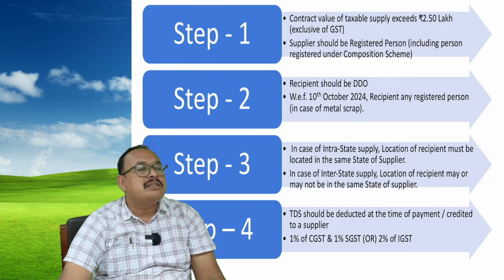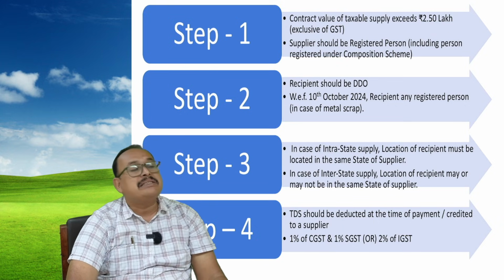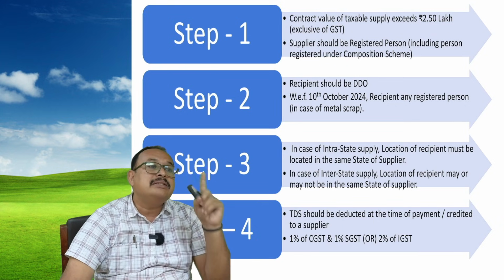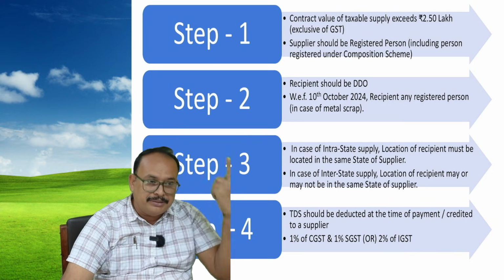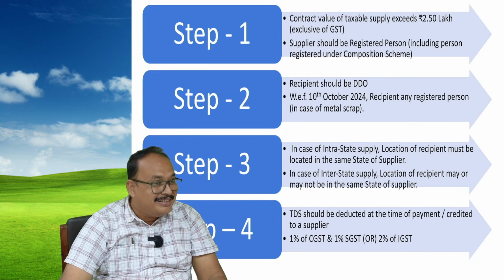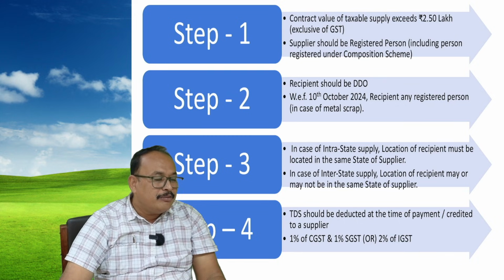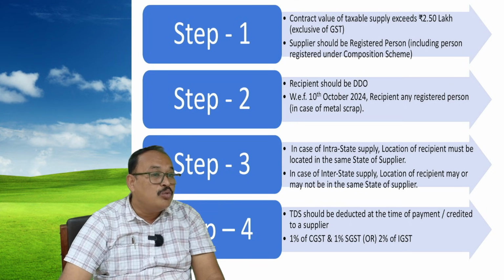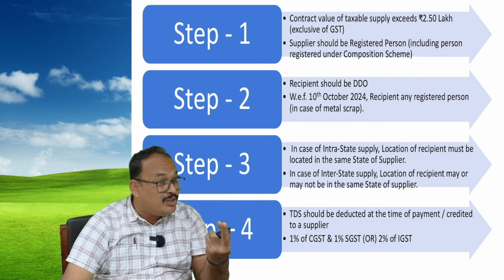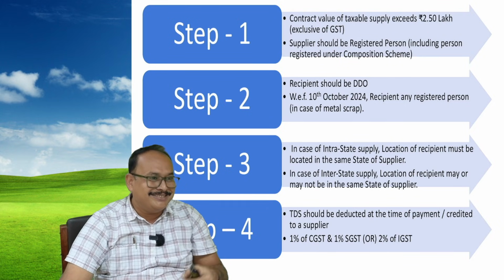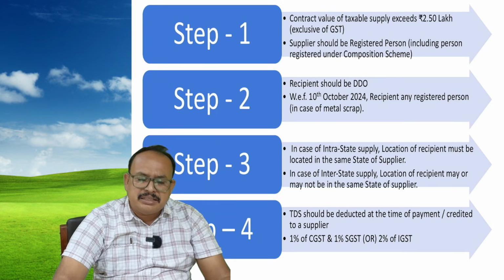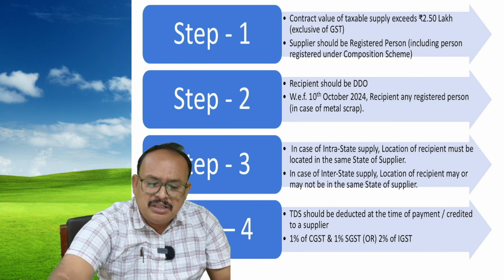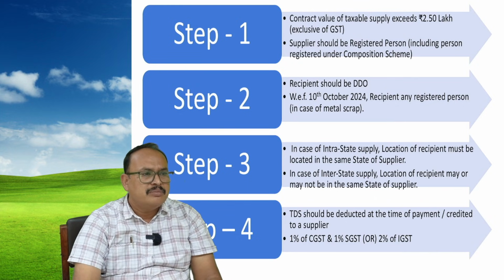What rate? CGST 1%, SGST 1%, and for interstate supply 2%. The examiner won't provide these TDS rates in the examination; you should recollect and apply. What rate of CGST, SGST, TDS? 1% each, effectively 2% for interstate. On what value? On the value of payment. Is that clear? That's it. TDS is over. Any difficulty?